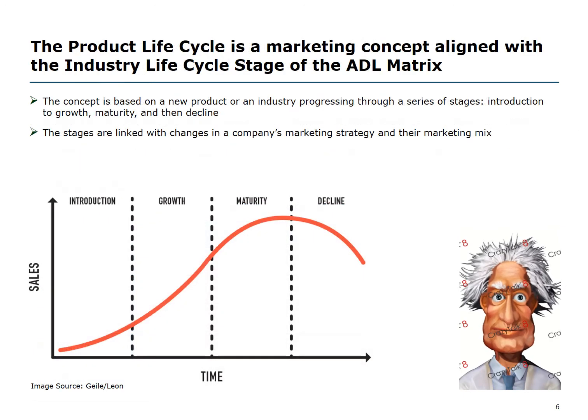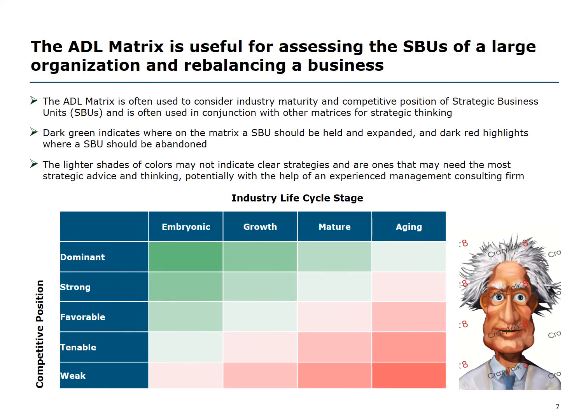Now, this industry lifecycle dimension is very closely aligned with the product lifecycle, a marketing concept that is based on a new product or an industry progressing through a series of stages, from introduction to growth, maturity, and then decline. The stage of a given product impacts how a business develops its marketing strategy for them. The ADL Matrix looks at this, along with the competitive position of a product or strategic business unit, and it's useful for rebalancing a product or service portfolio for a business.